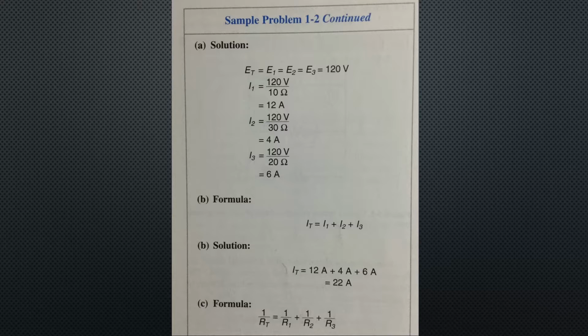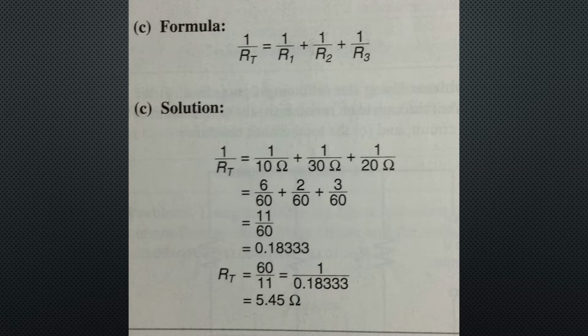And working out the formula, as you can see on the bottom of the screen shown now, we ultimately get 5.45 ohms. You can go through and see the steps, work out the formula yourself to your satisfaction.